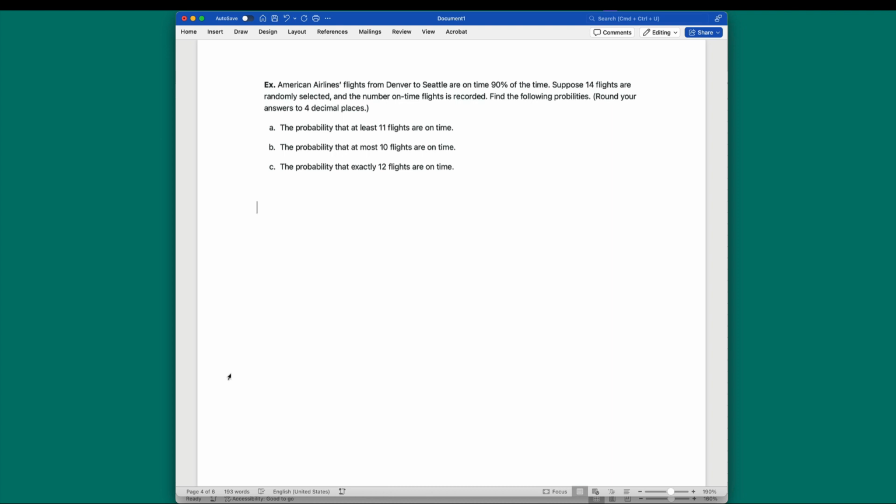So we're asked for A, the probability that at least 11 flights are on time. B, the probability that at most 10 flights are on time. C, the probability that exactly 12 flights are on time.